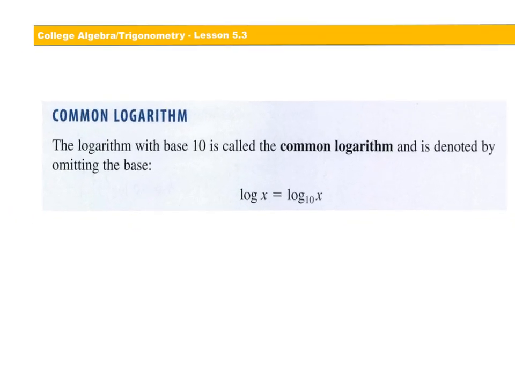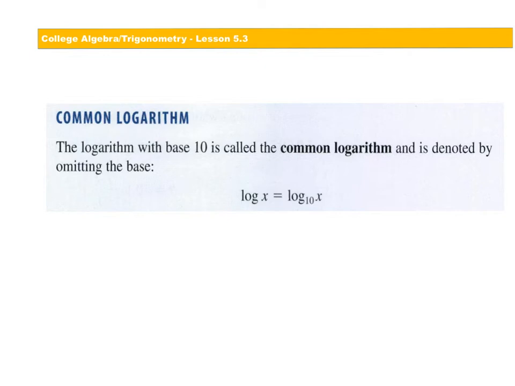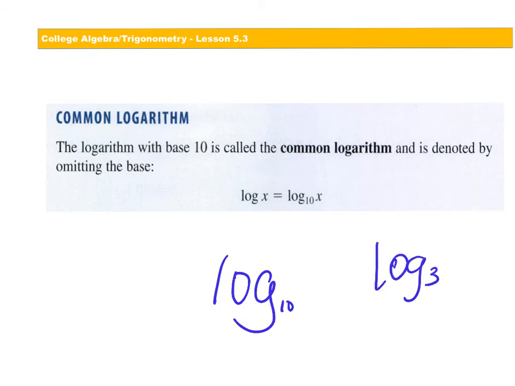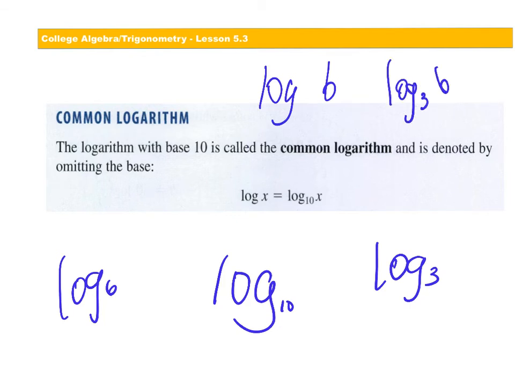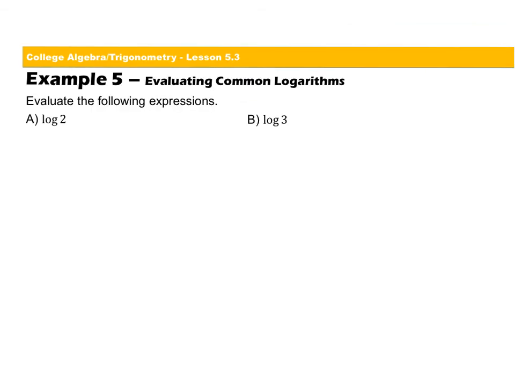All right, logarithm with base 10 is called the common log and is denoted by omitting the base. Guys, if you look on your calculator, you have a button that says log. It does not say log with a little base 10 at the bottom. That is just assumed. If I had log base 3, log base 6, that's a different log. You can hit the word log and a 6, but if you had log base 3 of 6, totally different answer. But if you don't see a little number here, you assume it's a 10.